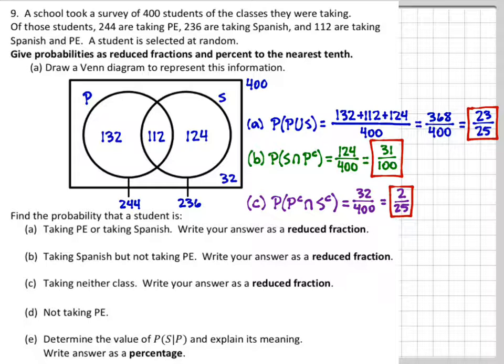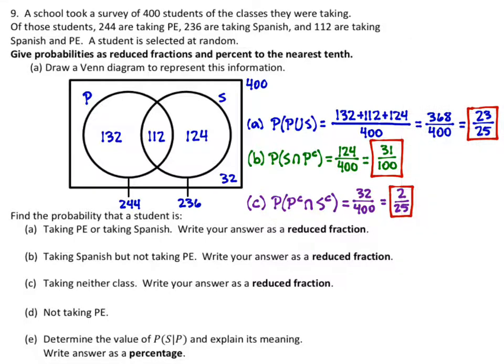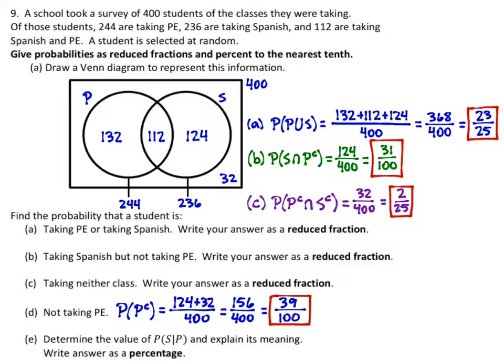For D, it says, what's the probability of a student not taking PE? So the probability of a student not taking PE would be written as P of not P. And so the region that is not P is actually 124 and the 32. So we'd add those two things up, and we'd end up with 156 out of 400. That reduces to 39 out of 100, or 39%. For the last one, it says determine the value of P of S given P and explain its meaning.